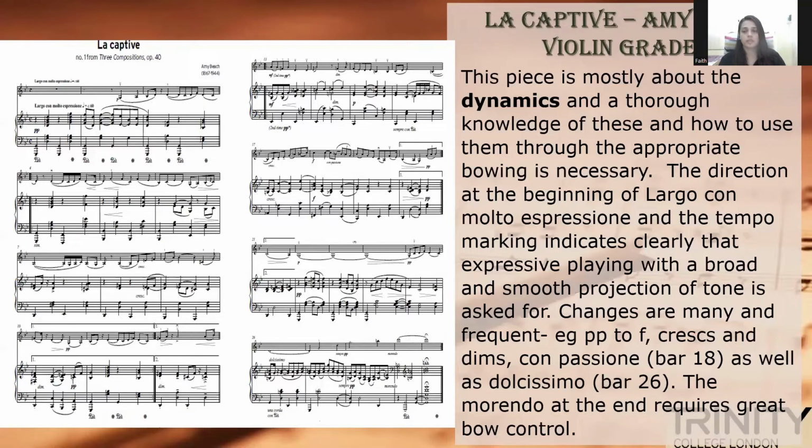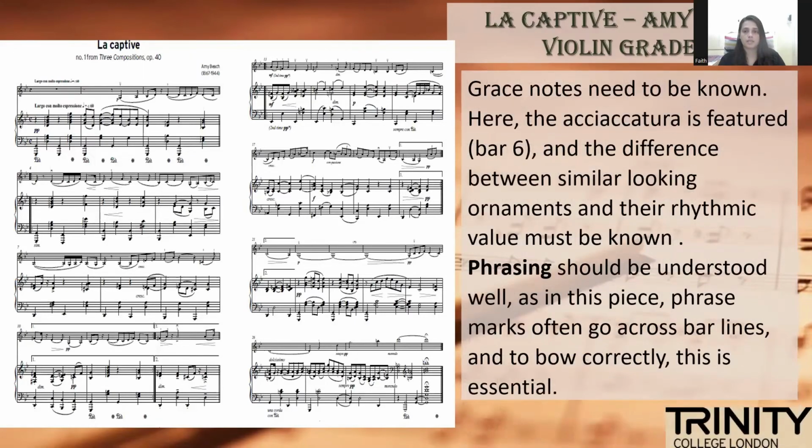Changes are many and frequent, like you have your pianissimo to forte, the crescendos, diminuendos, con passione, as well as dolcissimo. The morendo at the end requires great bow control as it goes through quite a few bars. Grace notes need to be known here. The acciaccatura in bar 6 and the difference between similar looking ornaments and their rhythmic value must be known.